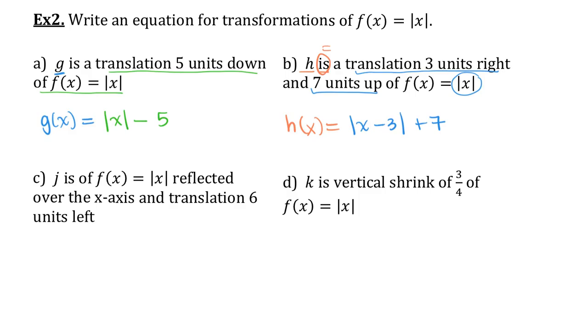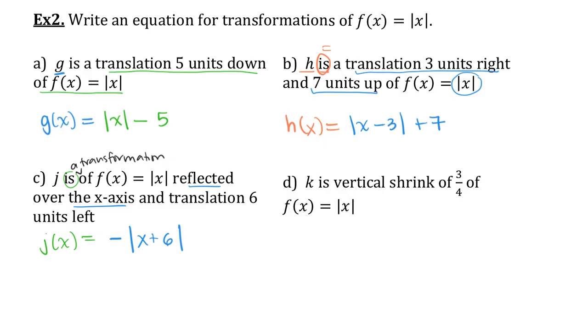Okay, for C, it should say a transformation of, okay, is it g of x? Yeah. Since there's x's as my input, I'm going to do j of x is equals. Okay, we're going to do f of x. What are we doing? We're reflecting it over the x-axis. And then we're translating it 6 units left. Does that look right? Reflected? Yes. Translated 6 left? Yes.